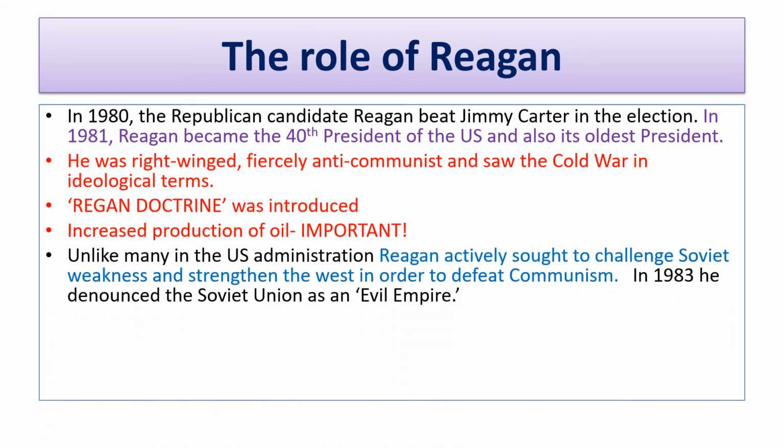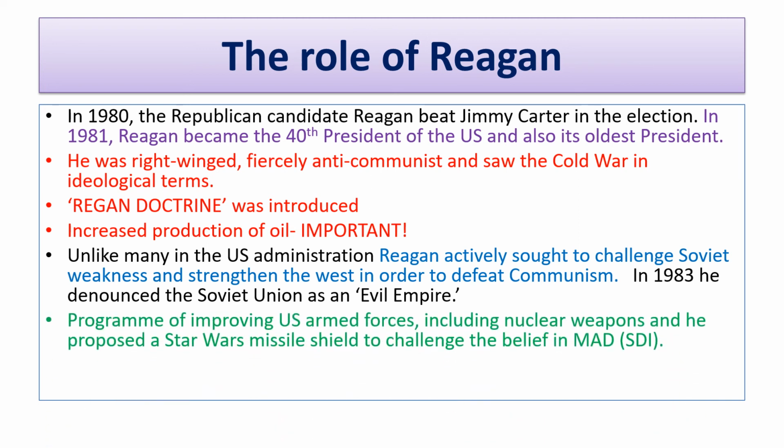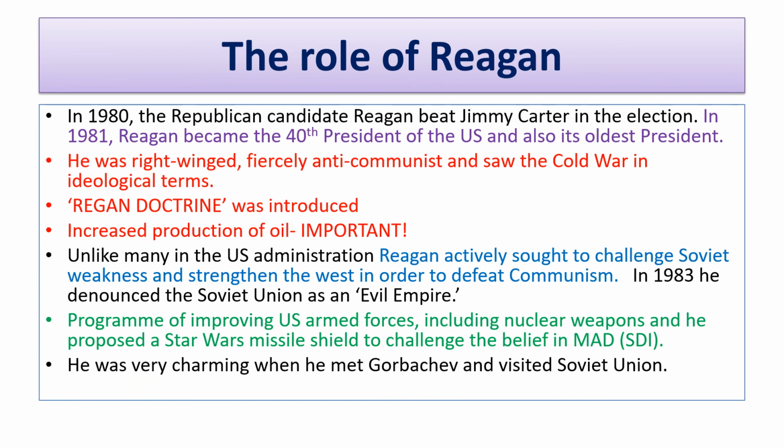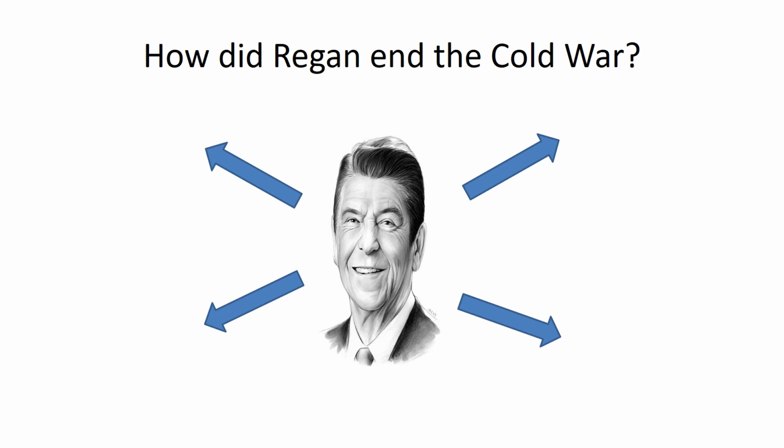Unlike many in the US administration, Reagan actively sought to challenge Soviet weakness and strengthen the West in order to defeat communism. In 1983, he denounced the Soviet Union as an evil empire. His program of improving US armed forces, including nuclear weapons, and his proposed Star Wars program looked to challenge the belief in mutually assured destruction as well. He was very charming when he met Gorbachev and visited the Soviet Union. He was also a former actor, so he was very charming when he spoke to Gorbachev. Again, you're thinking about how the role of Reagan helped to end the Cold War, so you should get this image again from your teacher to glue into your jotter.